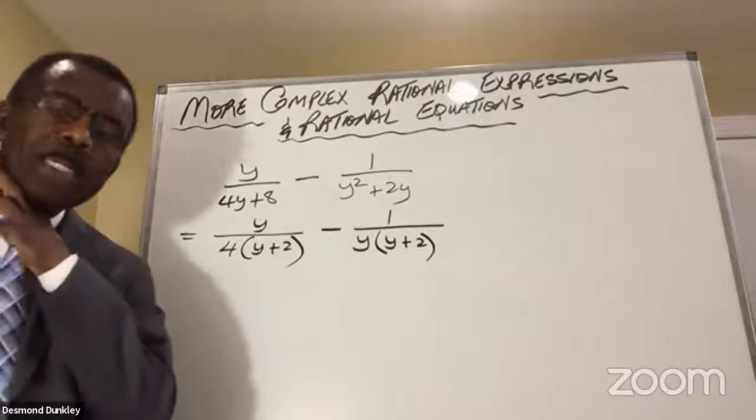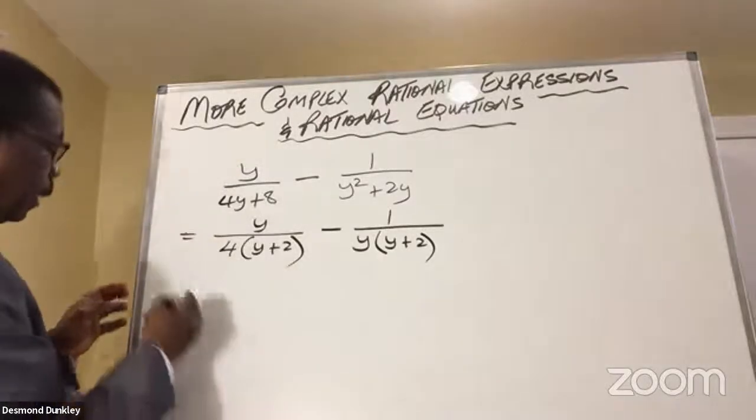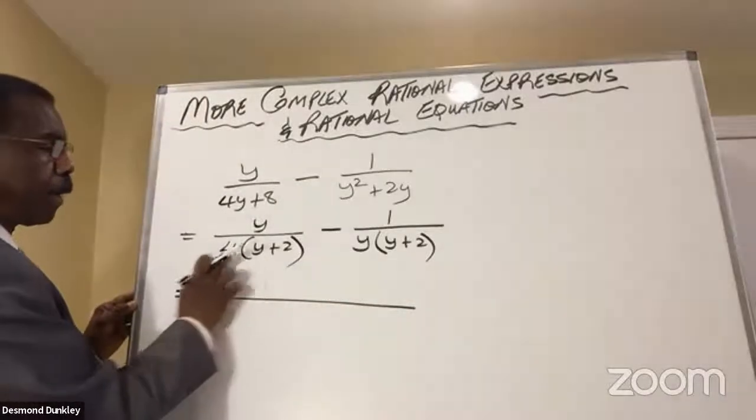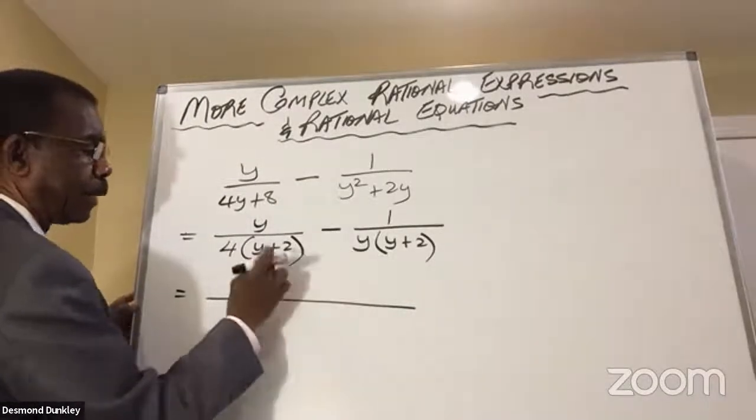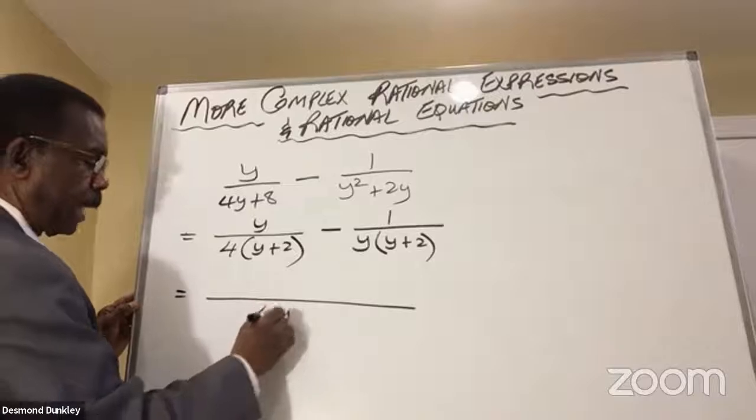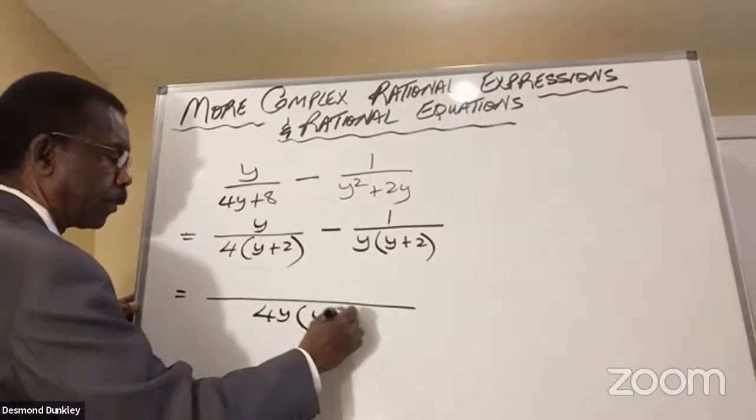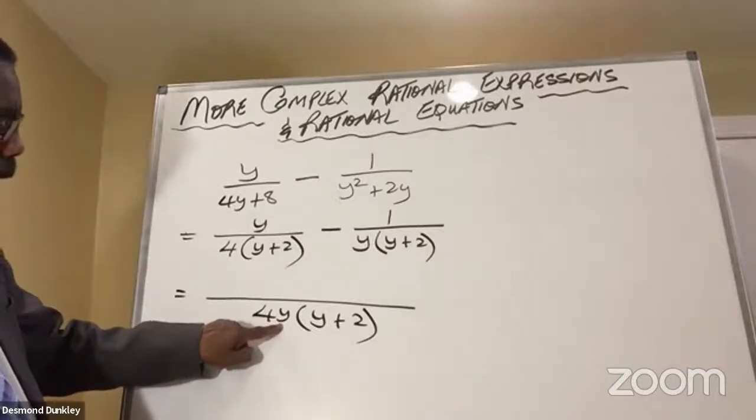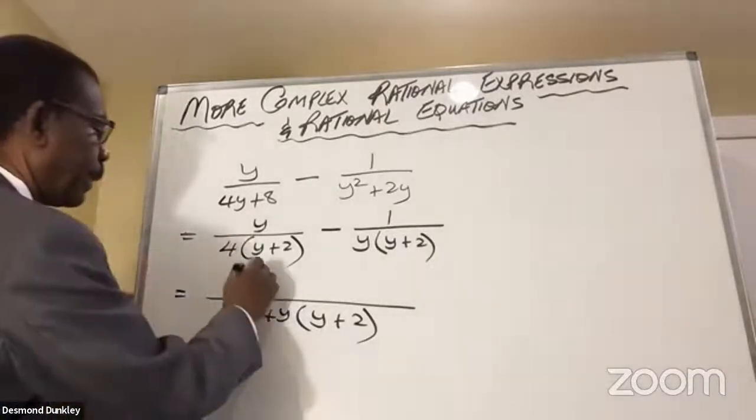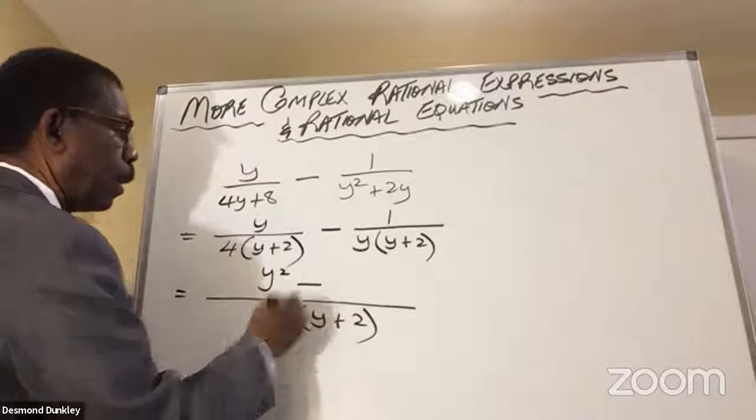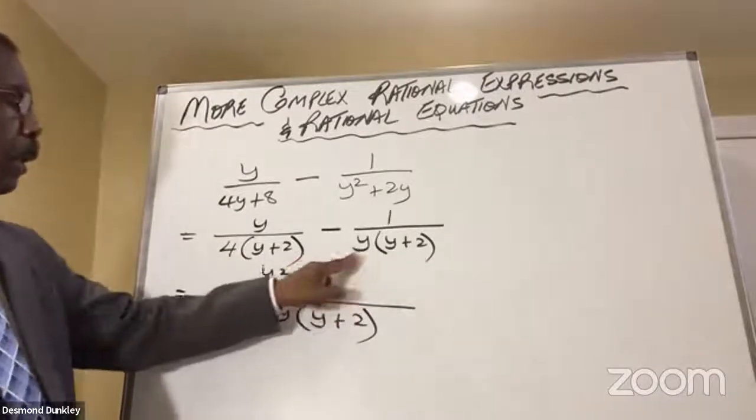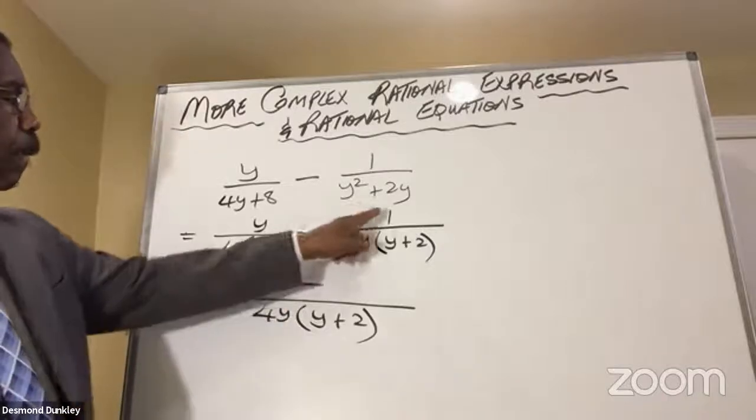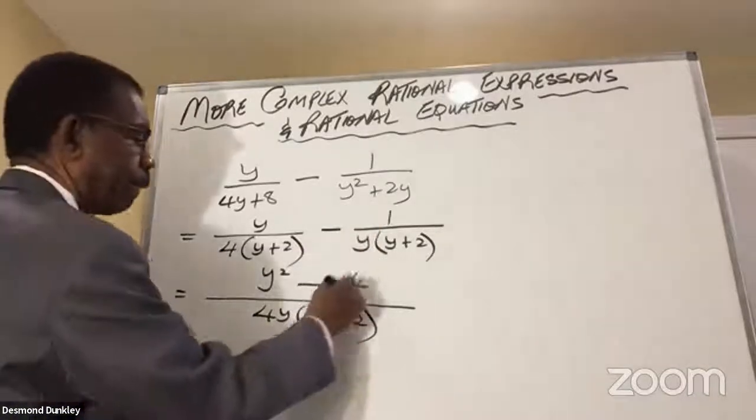Now we can see our denominators. Okay, you see now that the common denominator will have to have a 4, a y, and a y plus 2. So it's 4y times y plus 2. So this one was multiplied by y, so now we have a y squared. This one was multiplied by 4. So now we end up with 4 times negative 1 gives me negative 4.